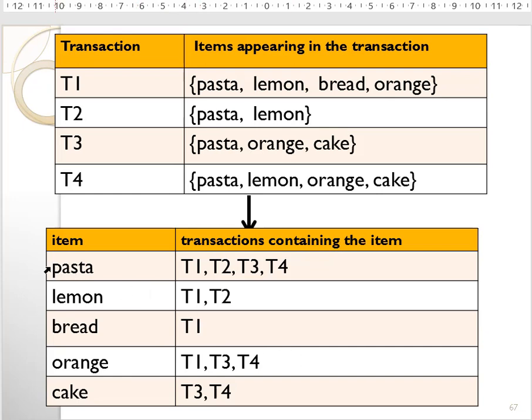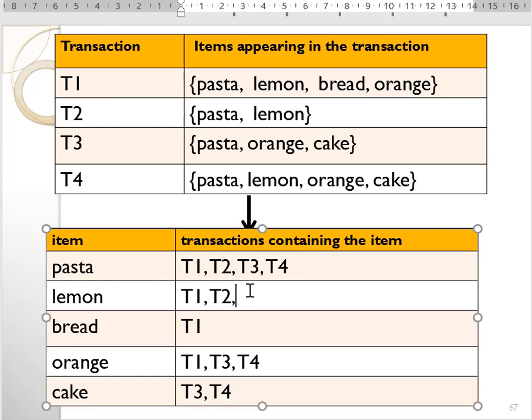So at the bottom you see pasta appears in T1, T2, T3, T4. If you look on top, pasta appears in T1, T2, T3, and T4. Lemon appears in T1 and T2. Sorry, there's an error, it should be T1, T2, T3. So lemon appears in T1, T2, T3. Bread appears only in T1, and so on. So these two tables are the same. First we read the database and then we create this table you see at the bottom.